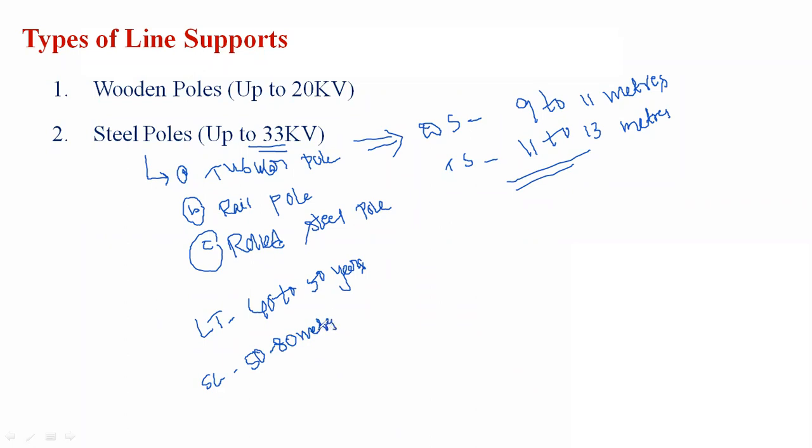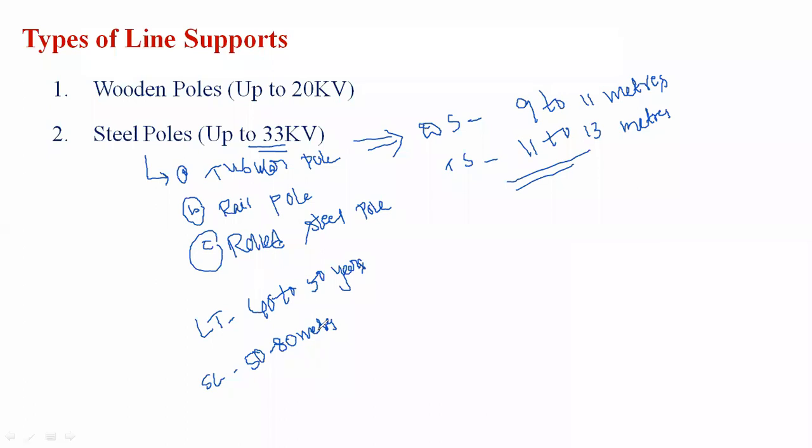50 to 80 meters. That is in the steel pole. What are the drawbacks in the wooden pole that are overcome in the steel pole? The major drawback in the wooden pole is that the mechanical strength is not good, but in the steel pole the mechanical strength is good. And in the wooden pole, the span length is less than 50 meters. In the steel pole, the span length is 50 to 80 meters.